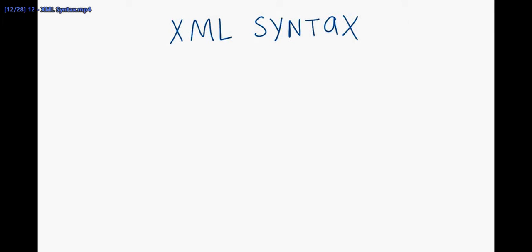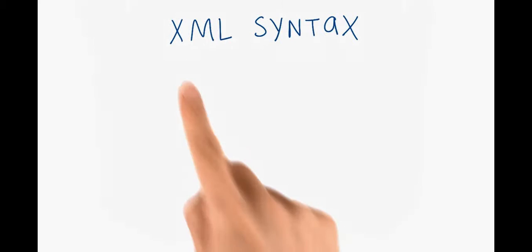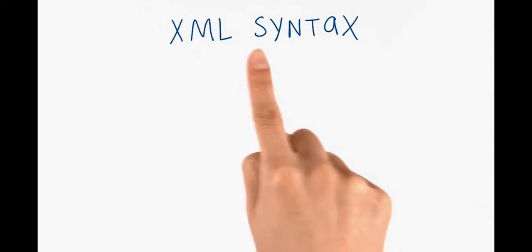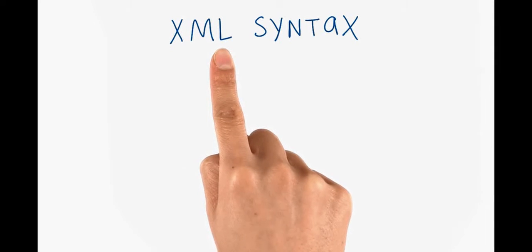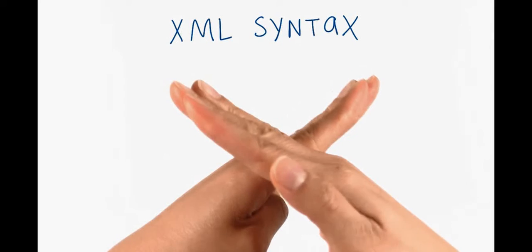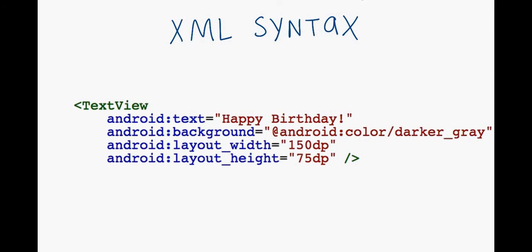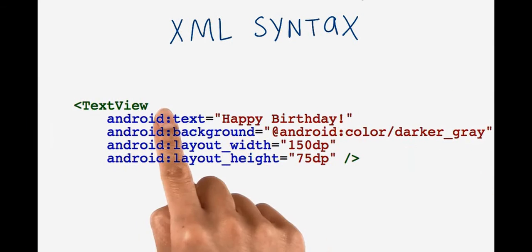You made some good observations in the last quiz about the XML that we showed you. Now we're going to talk more formally about the XML syntax. Syntax means the rules that define what valid XML is. If you write invalid XML, then it won't even show up on your phone. This is the code for the XML element called text view.